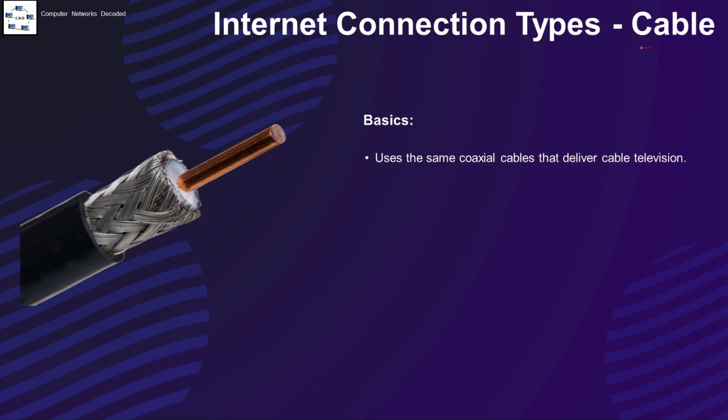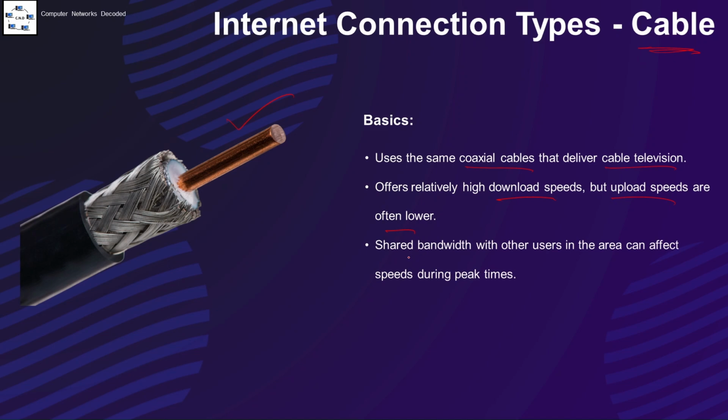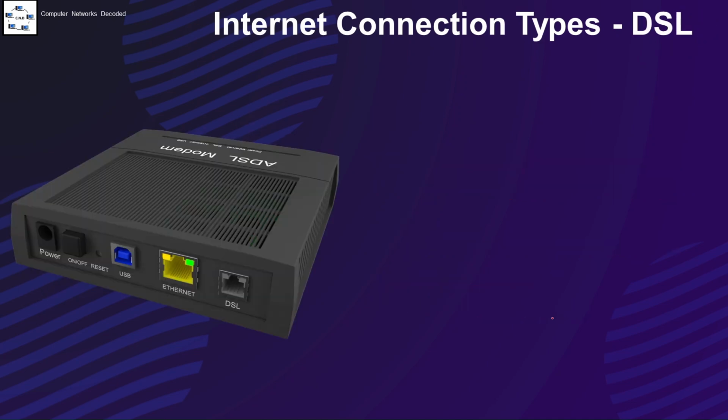Next is the cable. It uses the same coaxial cable that delivers your cable television. It offers relatively higher download speeds, but upload speeds are often lower. It works on shared bandwidth with other users in the area, which can affect speeds during peak times. So if it is a congested, populated area and many users are using the same shared bandwidth, the speed will be low, specifically during peak usage time. And it is widely available in many residential areas.